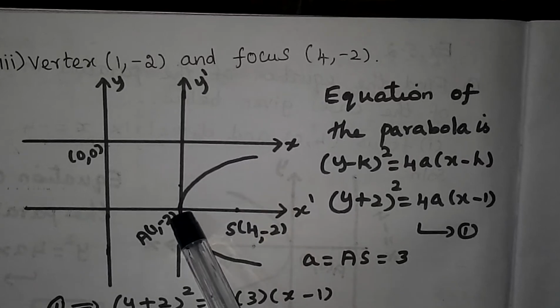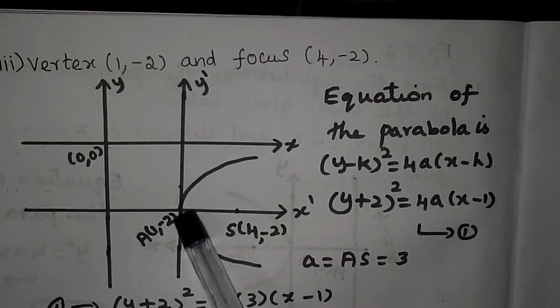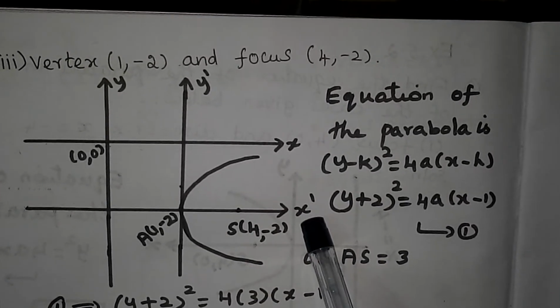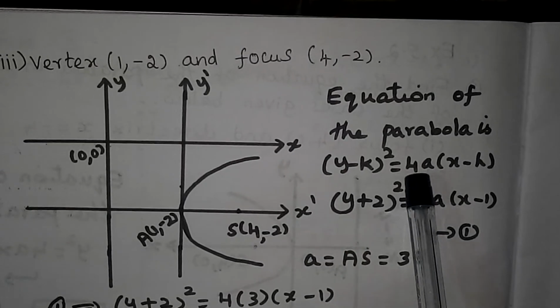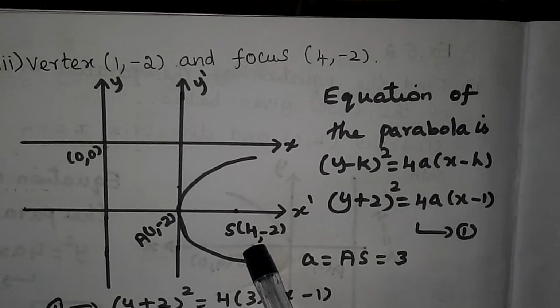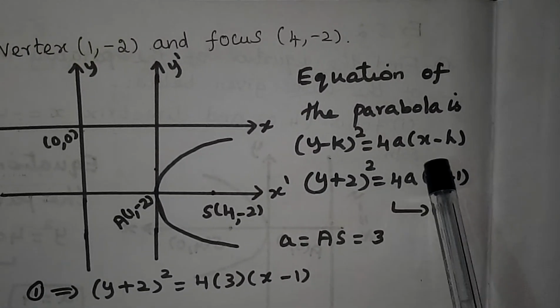It will pass through the vertex and it will be open where we have the focus. So like this you have to draw the parabola. The parabola is open right side, isn't it, rightward? So now the equation you can write. It is open rightward but the vertex is not the origin. So y minus k the whole square equal to 4a into x minus h.